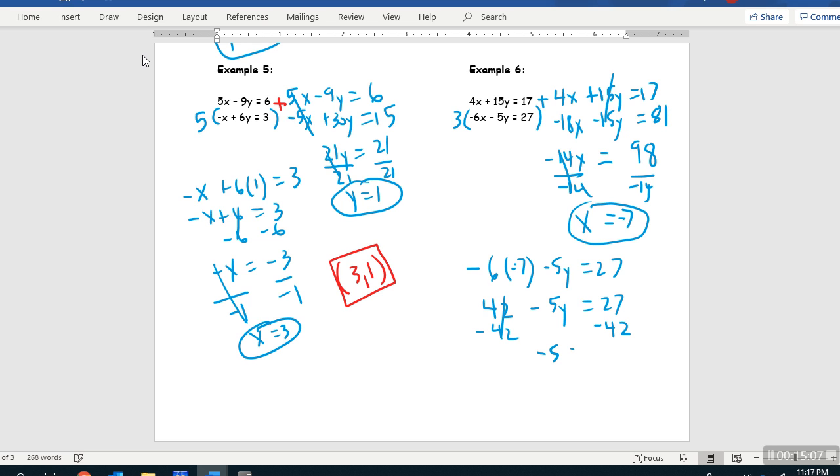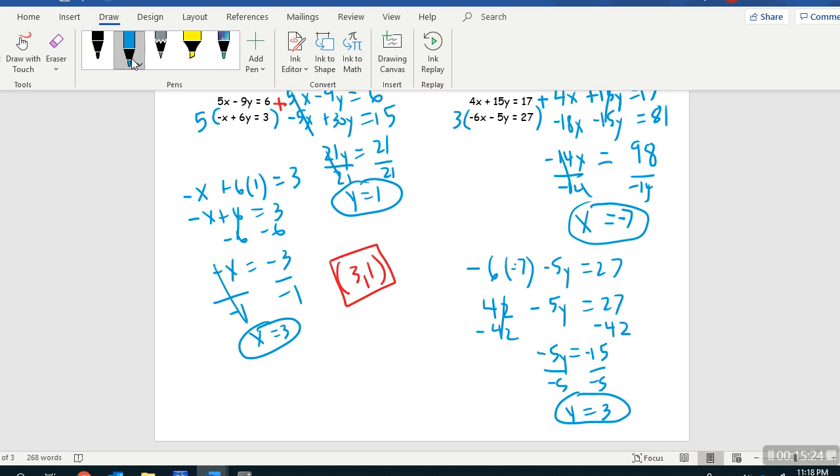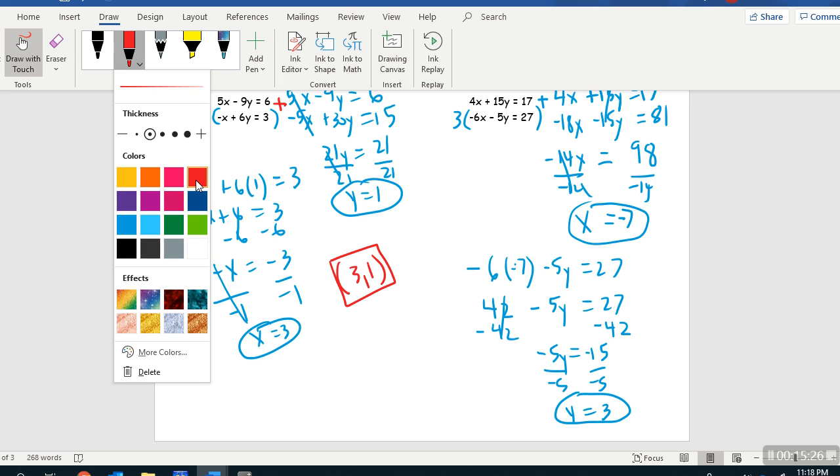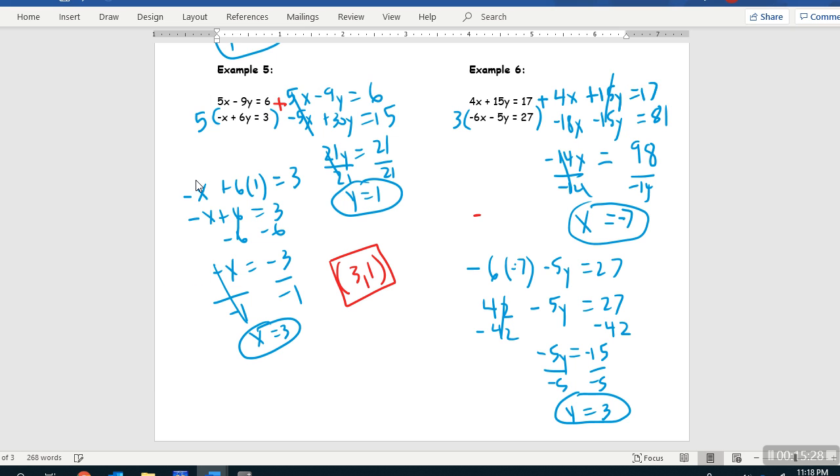ago. Negative 5y equals negative 15. Divide both sides by negative 5, and y equals 3. So the solution to this system of equations is negative 7, comma 3. Let's just write that out here. Negative 7, 3.